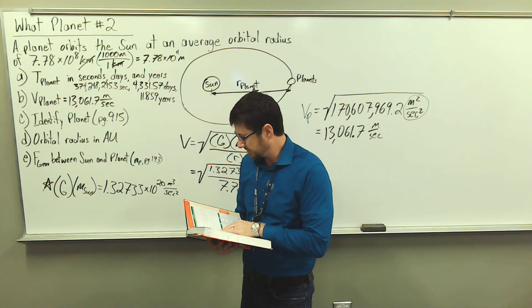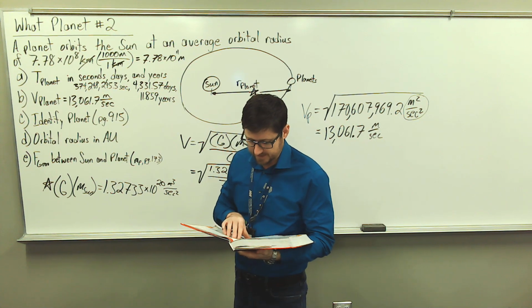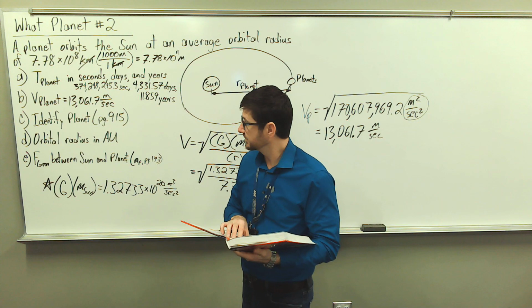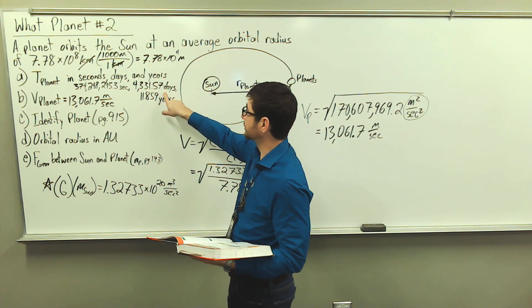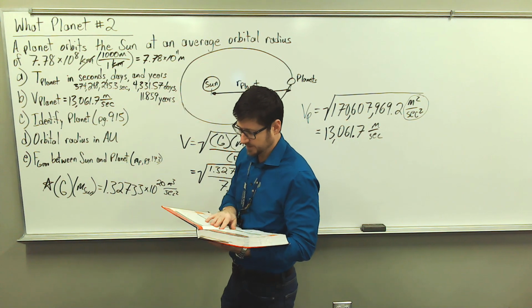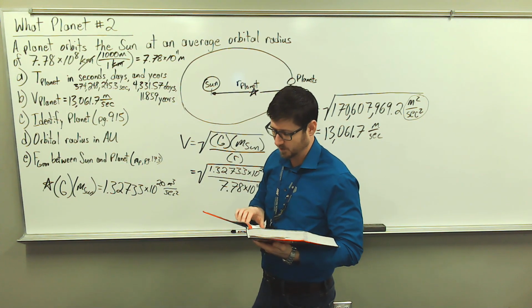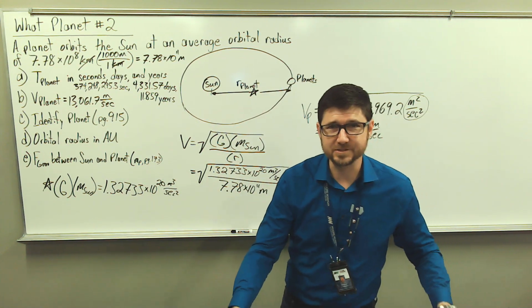On page 915, we have a row that says the orbital period in Earth days, and the orbital period in Earth days is 4,331.57. So we're going to look for 4,331. I've got Jupiter. So the unknown planet is Jupiter.